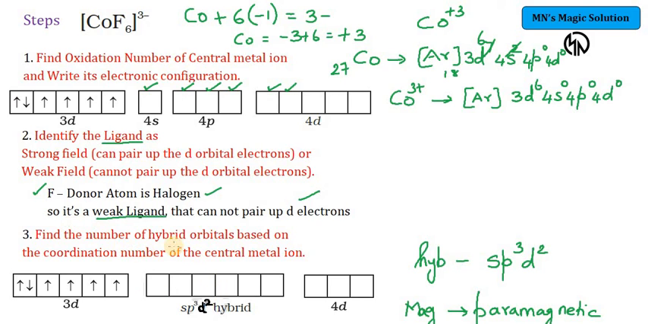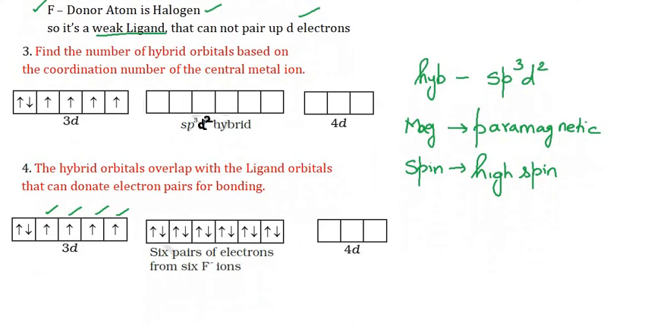So the number of hybrid orbitals, based on the coordination number of the central metal ion, you have to find out. It is 6. So I have taken the 6 spaces. In the next step, just like that, I am going to place all my pairs of electrons. Right? The pairs of electrons coming from the F minus ligands have to be shown placed in the hybrid orbitals.